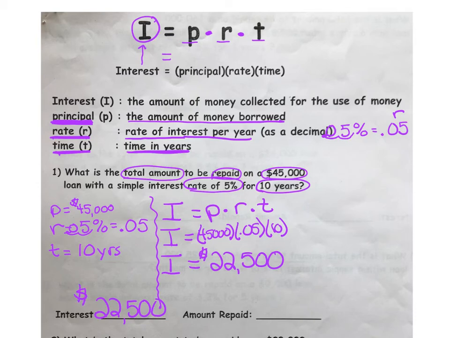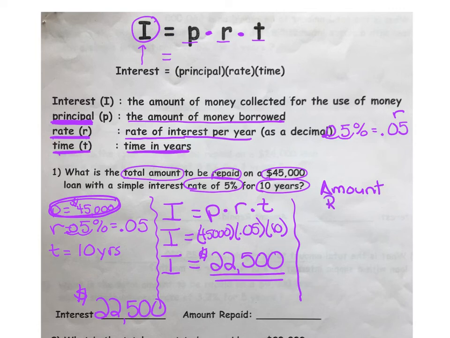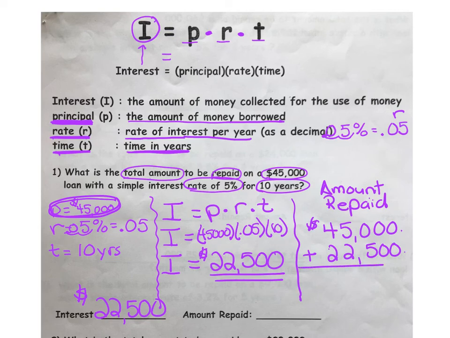You have to pay back to the bank that fee plus the $45,000 that you originally borrowed. So in your third and final step, in order to find the amount that you must repay the bank, the amount repaid, you're going to take what you borrowed, $45,000, plus the interest, or that fee, we have to add that on, and add them together. Principal plus interest fee.